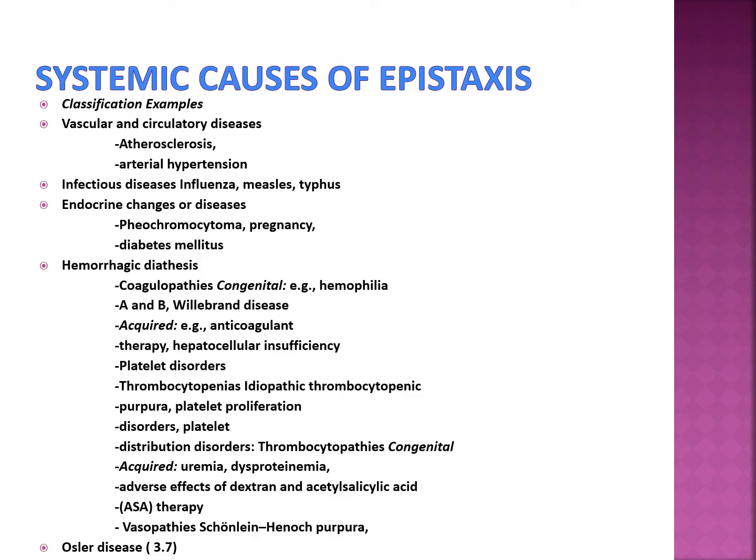Systemic causes of epistaxis include vascular and circulatory diseases, atherosclerosis, arterial hypertension. It can also happen in infectious diseases like influenza, measles, typhus. Endocrine changes or disease like pheochromocytoma, pregnancy, and diabetes mellitus, or hemorrhagic diathesis, such as the following listed.